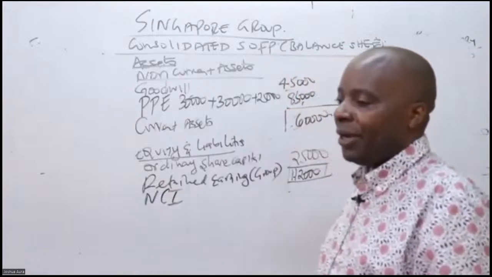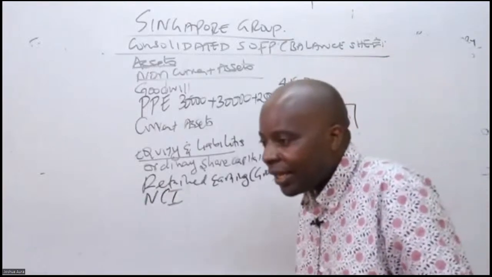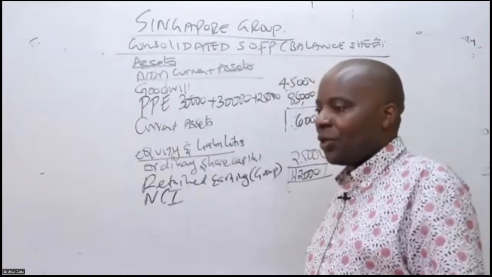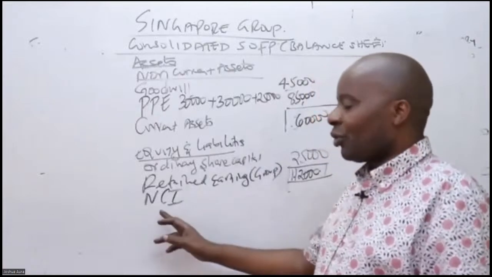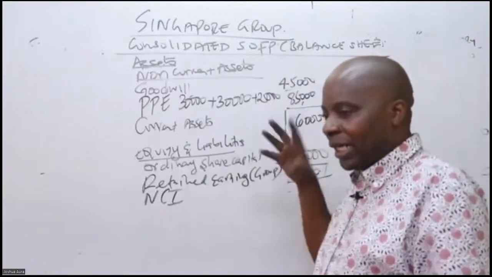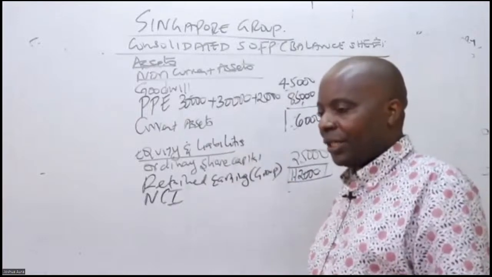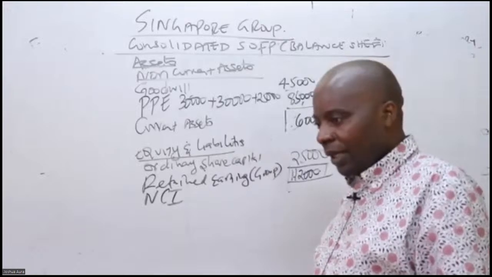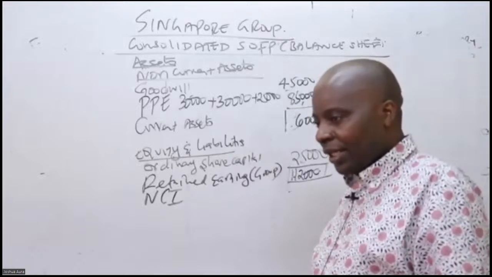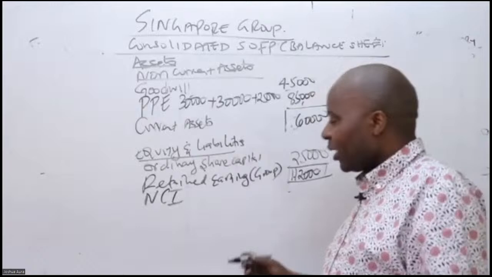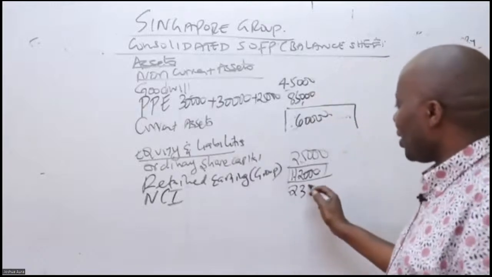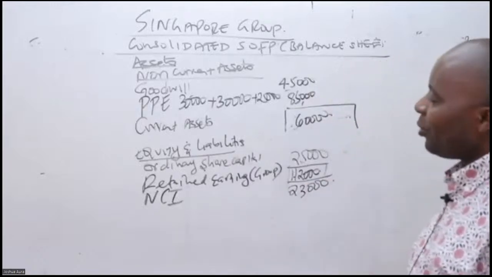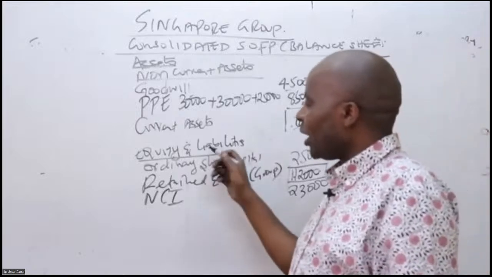So is there anybody who can remember what NCI is? Thank you, Terry. Is there anybody who is able to remember this NCI at reporting? We did a calculation for it. NCI at reporting is 23,000, right? So NCI at reporting is 23,000. So that is it. Then go to the liabilities.